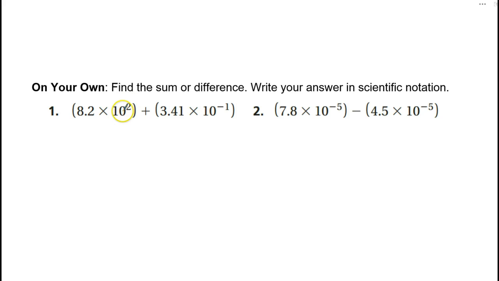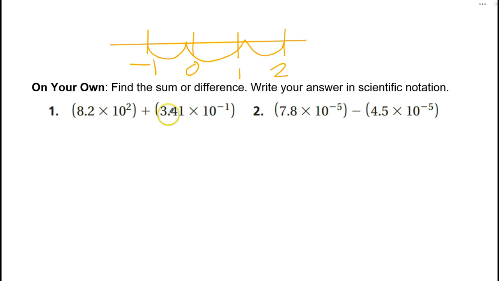All right, number 1, I want to deal with positive exponents here, so I'm going to change 3.41 times 10 to the negative 1st so that this exponent is now a 2. So I need to ask myself, to get from negative 1 to 2, I need to swoop 1, 2, 3 times. And 3.41, we need to swoop away 3 times in order for the exponent to get bigger. So this now becomes 0.00341 times 10 to the 2nd power.